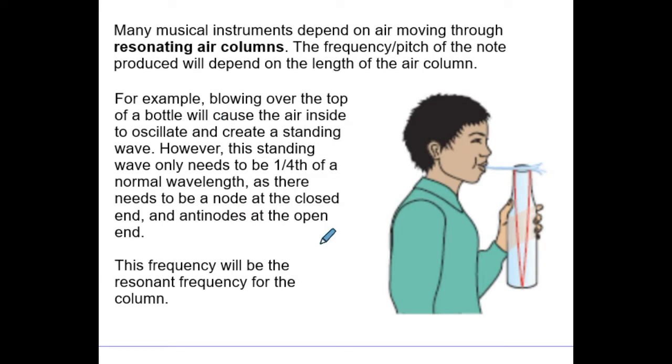Now, where's the application? Musical instruments. Yeah, that's really the main one. Musical instruments often rely on air resonating inside of some sort of column, some sort of tube, whether it's a flute, a French horn, a trombone, a tuba, it really doesn't matter. If you're blowing into some sort of instrument, there's a standing wave vibrating inside of that instrument.